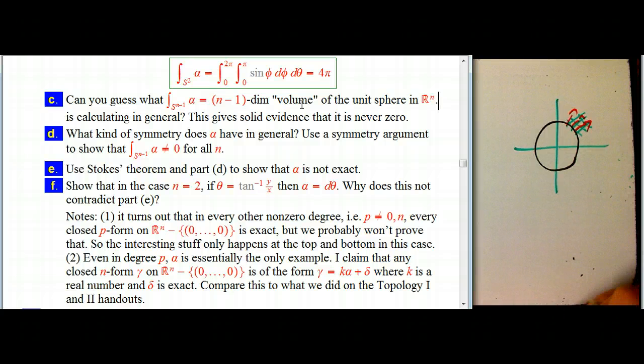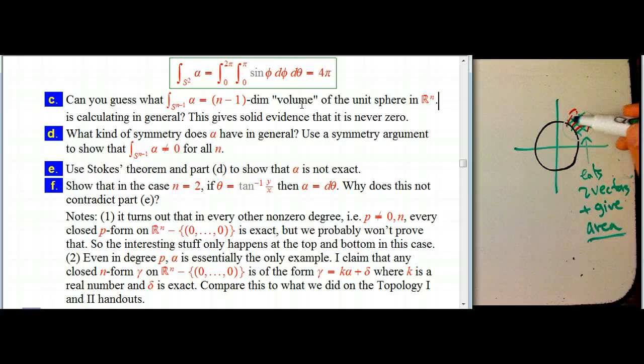Remember the 2 form, the green part here, its job is supposed to be to eat 2 vectors. You can't really read that, can you? Sorry, eat 2 vectors and give the area of the corresponding parallelogram. So that's an area calculation.